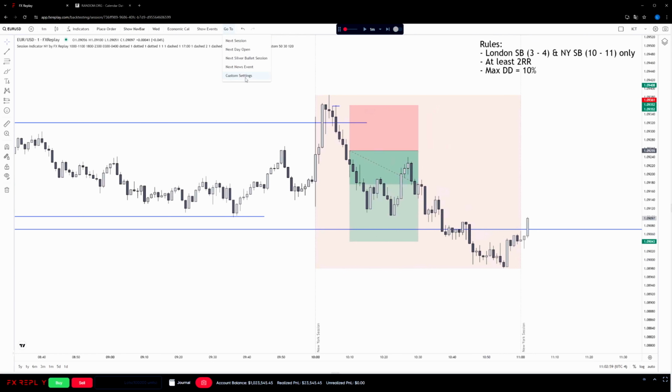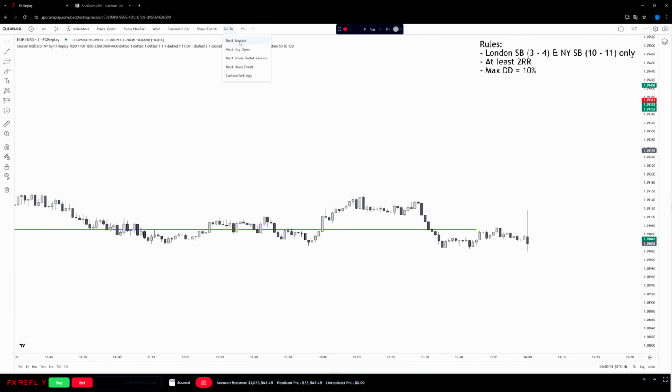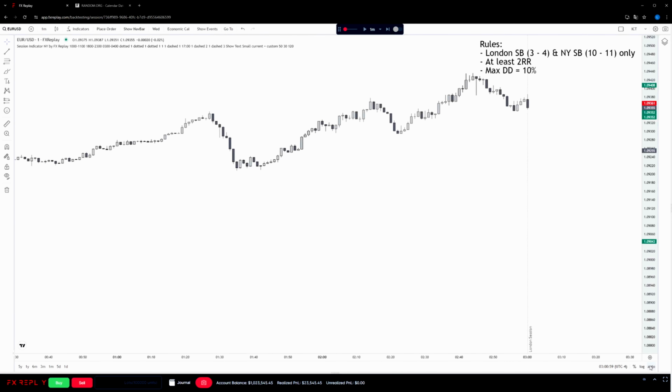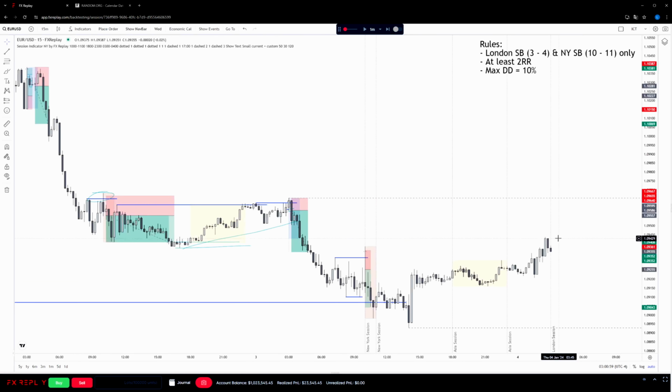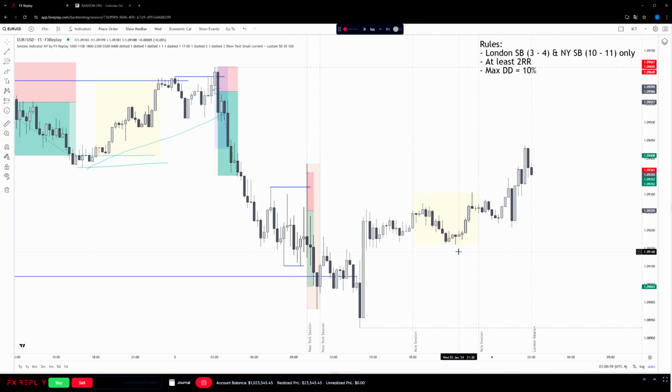So nothing interesting. Let us hop to the next silver bullet session, which is going to be the one from the London session. So again, rinse and repeat. What are we going to be looking for? Where is price likely going to drive during this session?